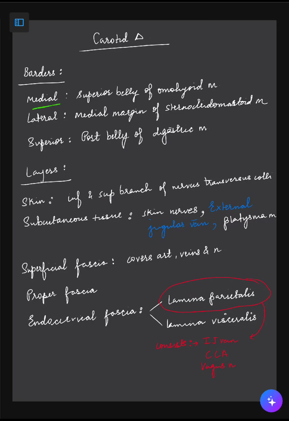Medially, the superior belly of the omohyoid muscle. Laterally, the medial margin of the sternocleidomastoid muscle. And superiorly is the posterior belly of the digastric muscle. Now what are the layers?